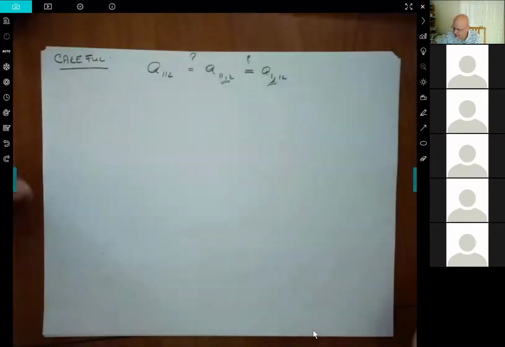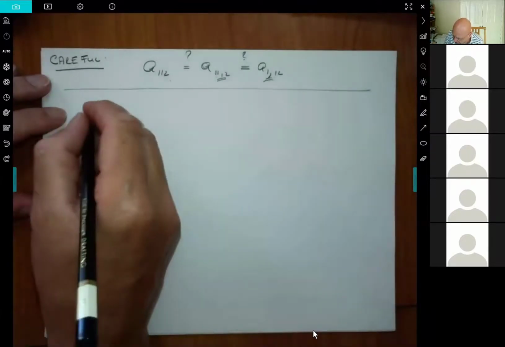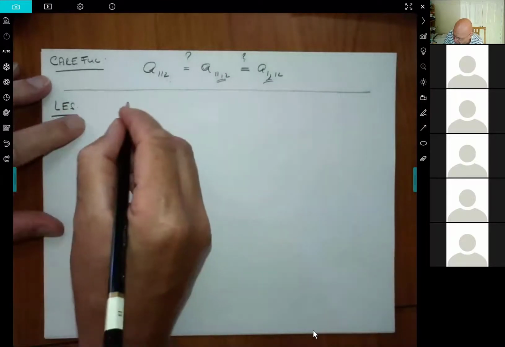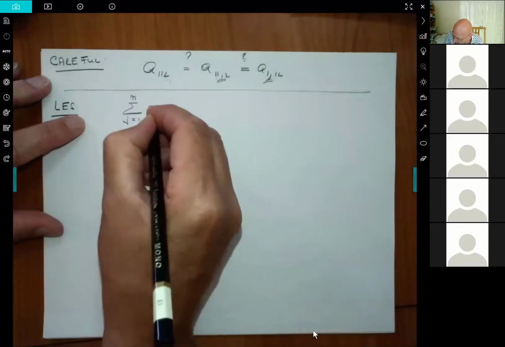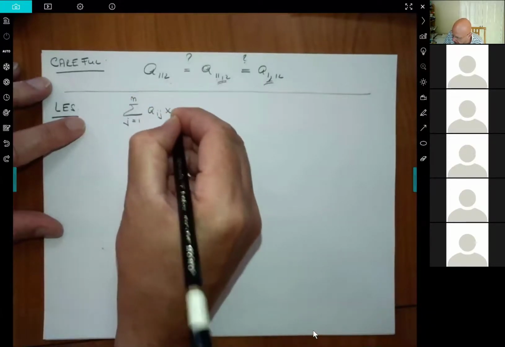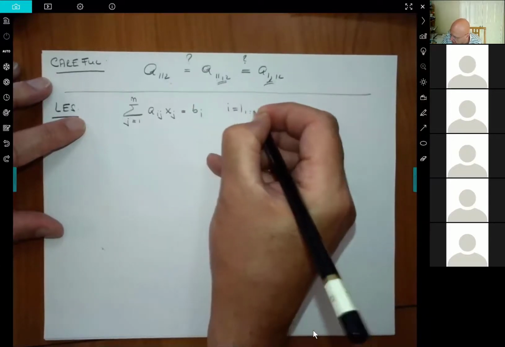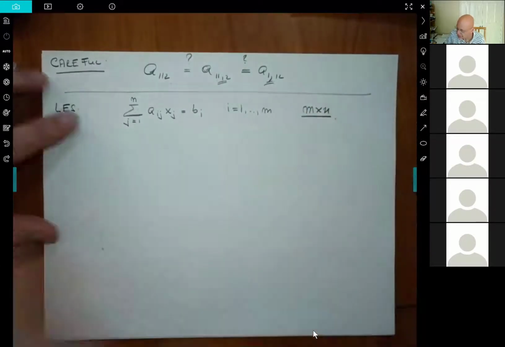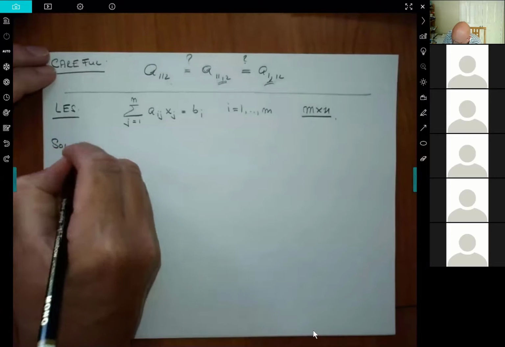So now we go back to our linear equation system. So our linear equation system now, I just repeat what I wrote before. We have something like the sum over j from 1 to n of aij xj equal to bi, i goes from 1 to m. So this is again m by n. The next thing is, what do we actually mean by a solution of this linear equation system? So what is a solution?